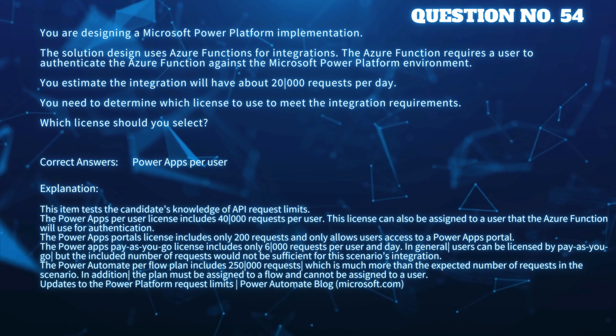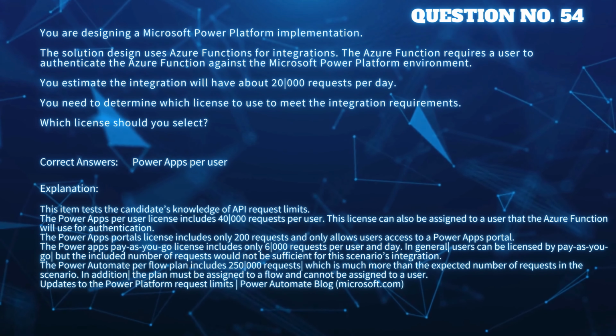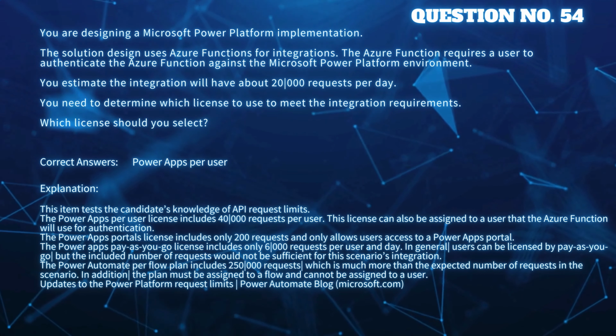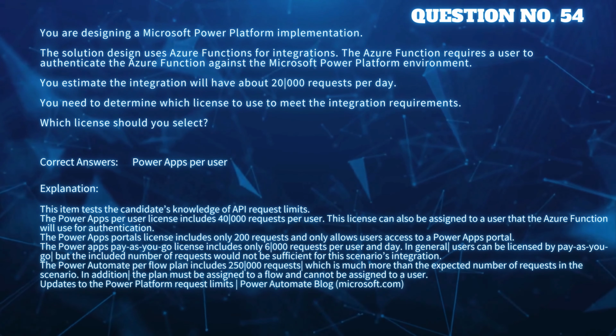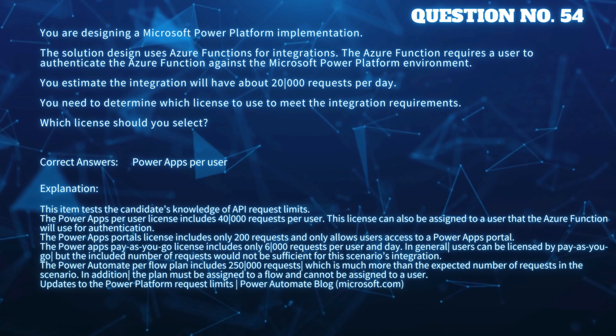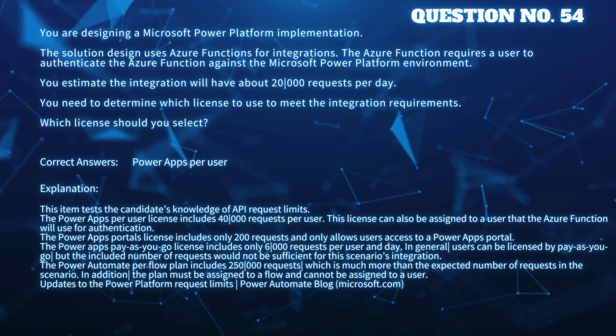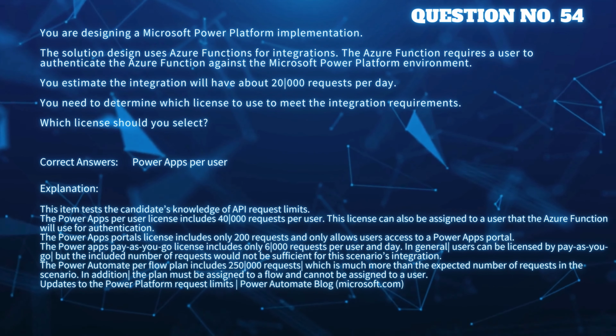In general, users can be licensed by pay-as-you-go, but the included number of requests would not be sufficient for this scenario's integration. The Power Automate per flow plan includes 250,000 requests, which is much more than the expected number of requests in the scenario. In addition, the plan must be assigned to a flow and cannot be assigned to a user.